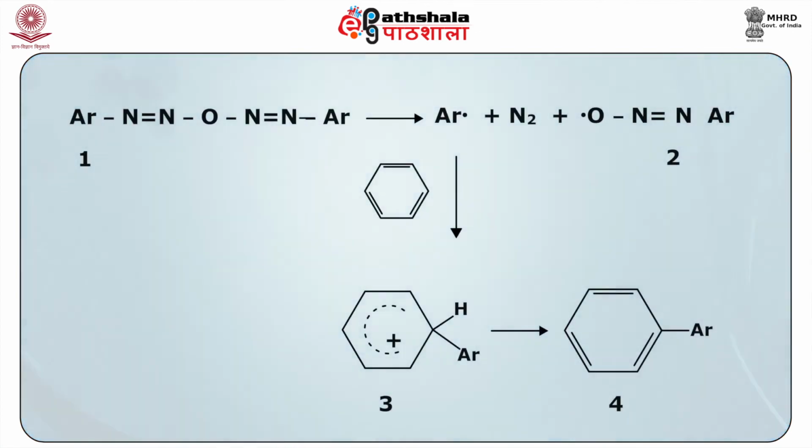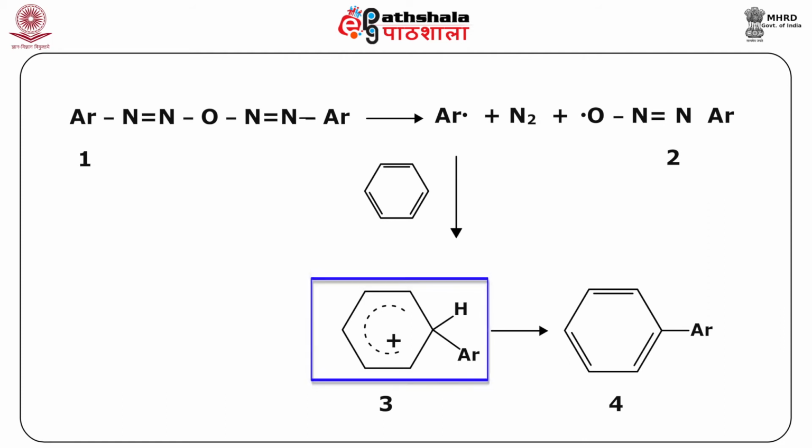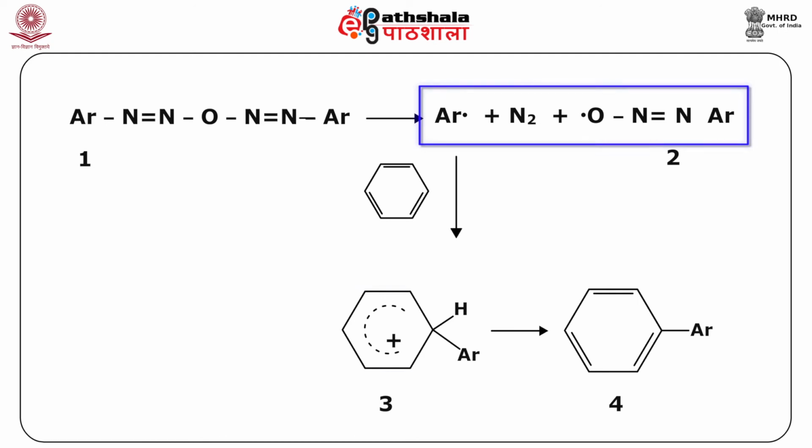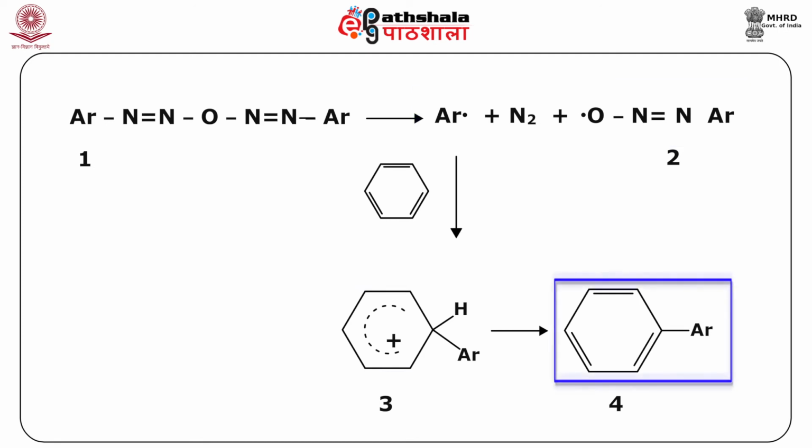Under Gomberg-Bachmann conditions, the species that cleaves is the anhydride. The aryl radical thus formed attacks the substrate to give the aryl cation intermediate, which is product number 3, from which the radical 2 abstracts the hydrogen to give the product 4.